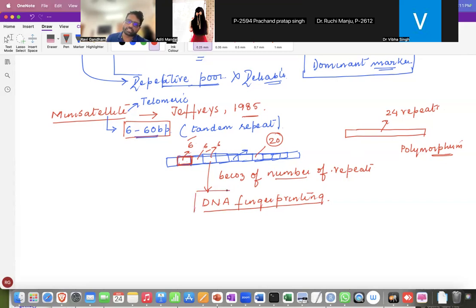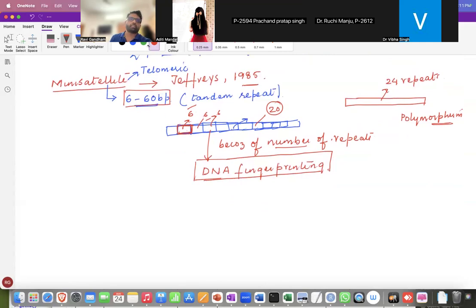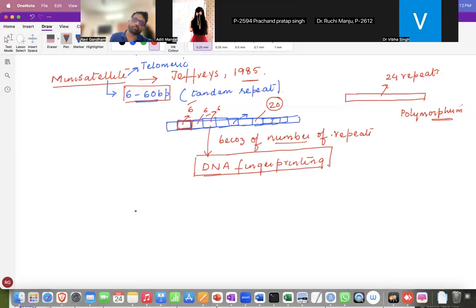Now, people call this variable number of tandem repeats and all like that. You can just look into it, but that's fine. But okay, now what is it? How is polymorphism identified? And now what do we have? See, hopefully all of you are there. So what do we have now?